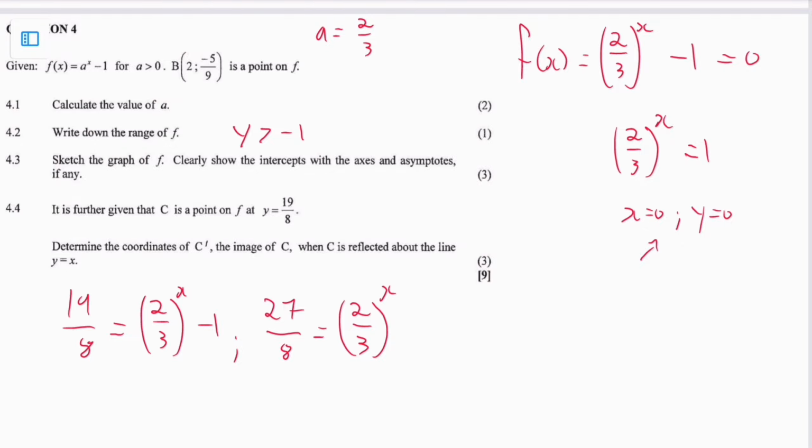And again, you can solve this with logs, or what you could do is just rewrite this. So you could rewrite the left hand side as 3 over 2 cubed, because 8 is the cube of 2 and 27 is the cube of 3, and then you can just swap these ones around and then have that be negative.